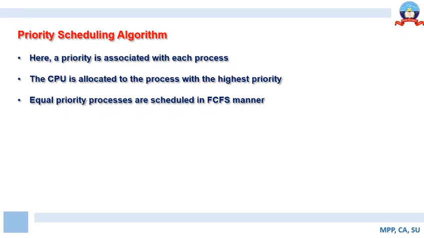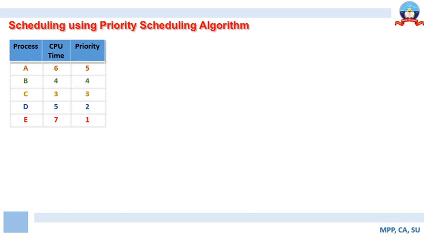So here it's a very simple scheduling algorithm wherein a priority is associated with each and every process, and CPU allotment is done as per the priority. So the process that has the highest priority will be allotted the CPU first, and if there are jobs with equal priority, FCFS is used in order to schedule the processes. Now, let us try to understand priority scheduling with the help of an example.